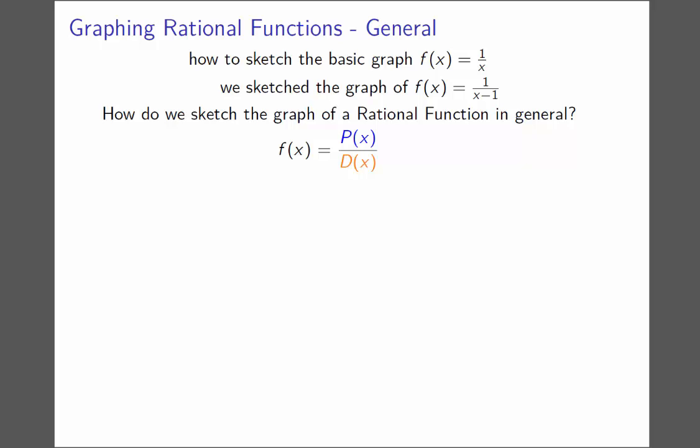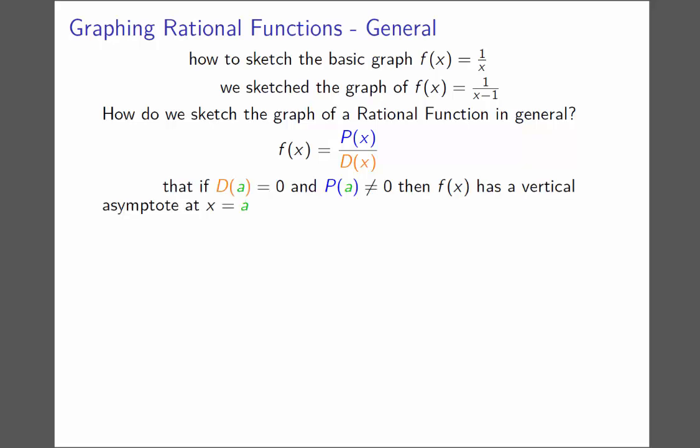One important thing happening with our graphs of rational functions that hadn't happened for any of our graphs before is that our denominator can't be 0. We saw that if there is a point a where the denominator is 0 and the numerator is not 0, then our function has a vertical asymptote at x equals a. And our function gets really large near a, either going off to positive or negative infinity.